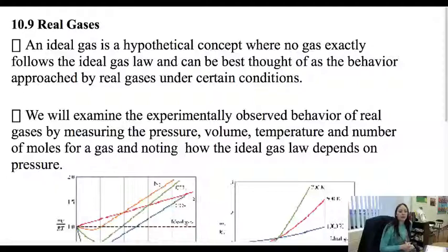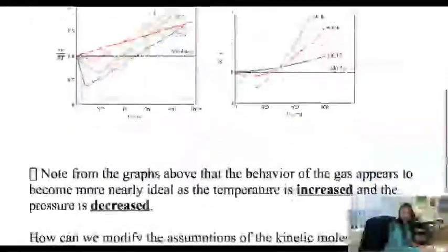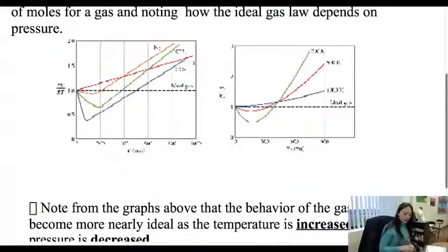Now we're going to examine the experimentally observed behavior of real gases by measuring the pressure, volume, temperature, and number of moles for a gas, and noting how the ideal gas law depends on pressure, how ideal gas laws and real gas laws are different, and when they behave the same and when they don't. So if you look at the 2 graphs you have, and yours are a little bit clearer than mine, if you look at the one on the left, you see the straight dotted line across, that is my ideal gas behavior.